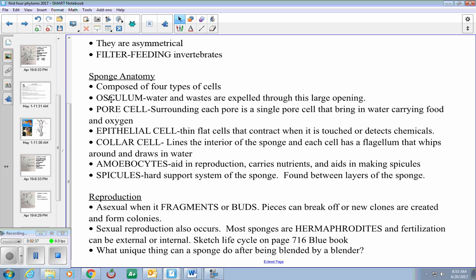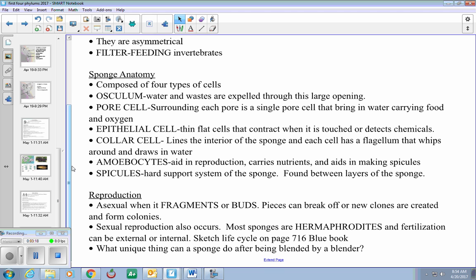They have the osculum, which is where the water and waste are expelled. They have little pores. They have some epithelials, which are little cells that can detect chemicals. They can close up so that they make the pores close up as well. The little collar cells that line the interior of the cell help to bring in water when the flagella flaps around. They have amoebocytes, which help in reproduction. They carry nutrients and also help make the spicules. And then spicules are their hard support system.